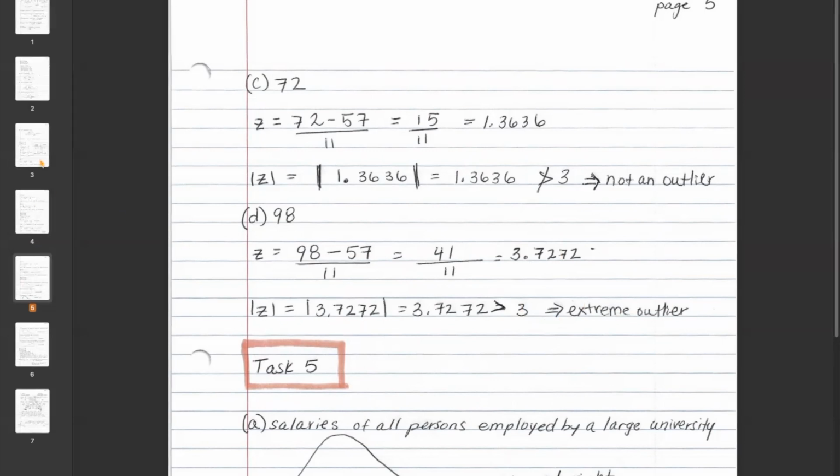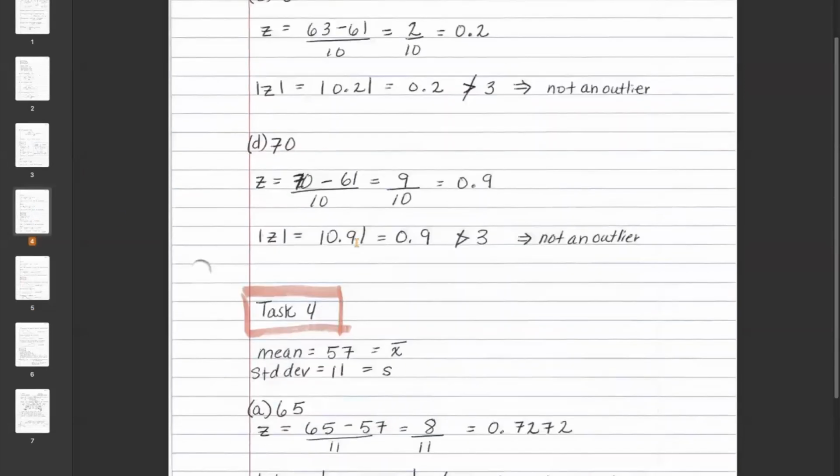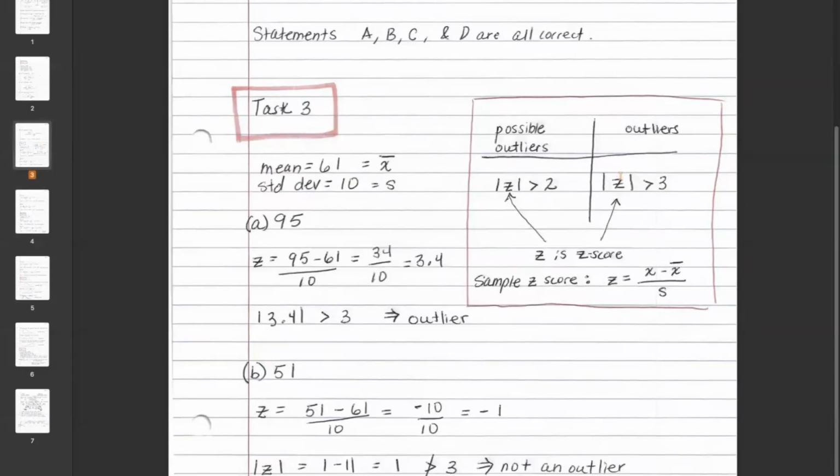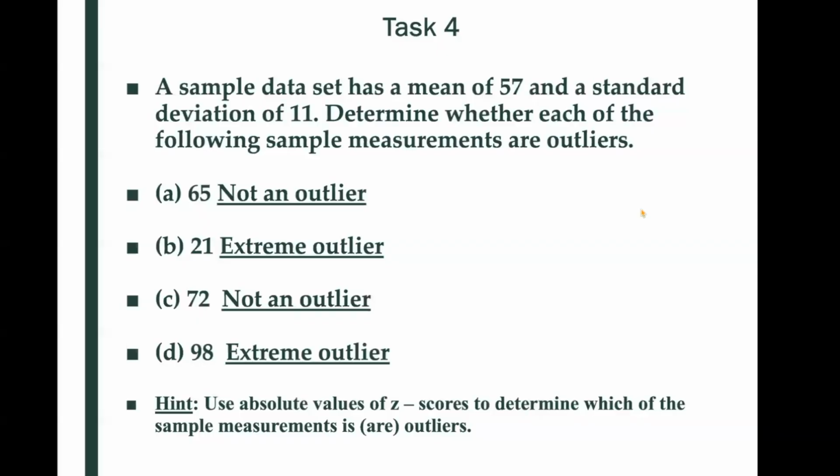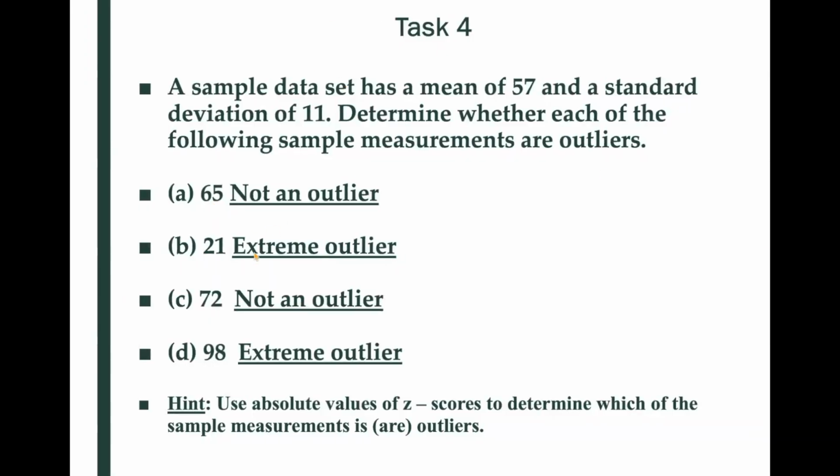So here you can think of it as an extreme outlier if it's greater than 3. If it's greater than 2, then we have a possible outlier. Okay, so here that aligned with what we just discussed. So A is not an outlier, B is an extreme outlier, C is not an outlier, and D is an extreme outlier.